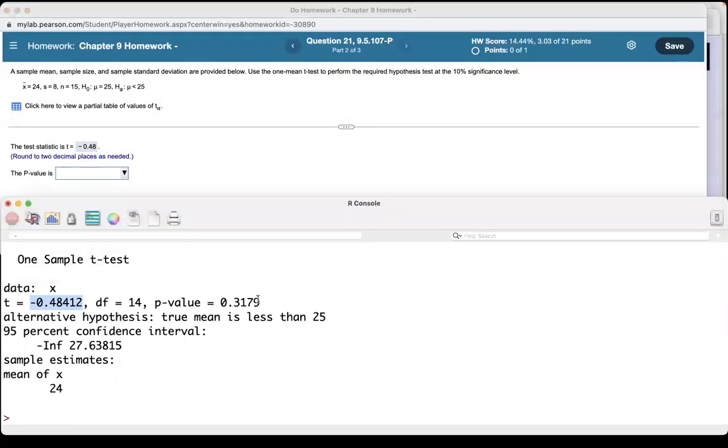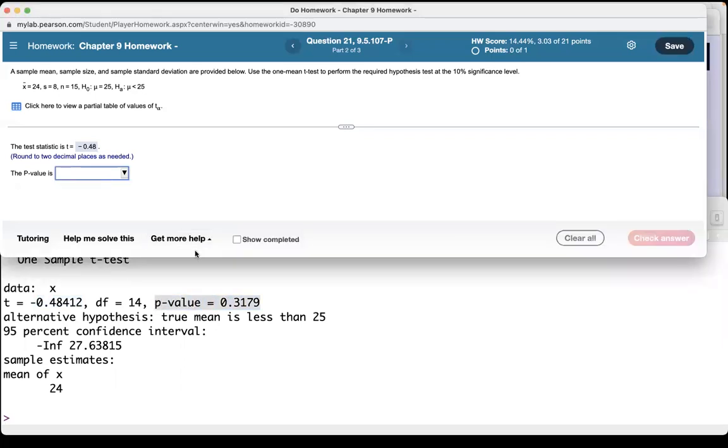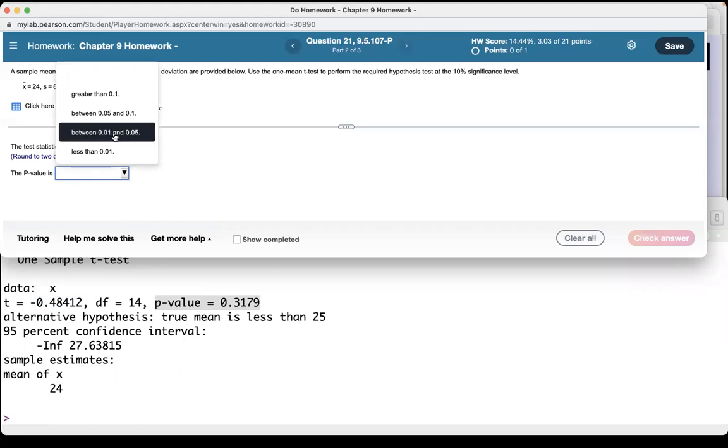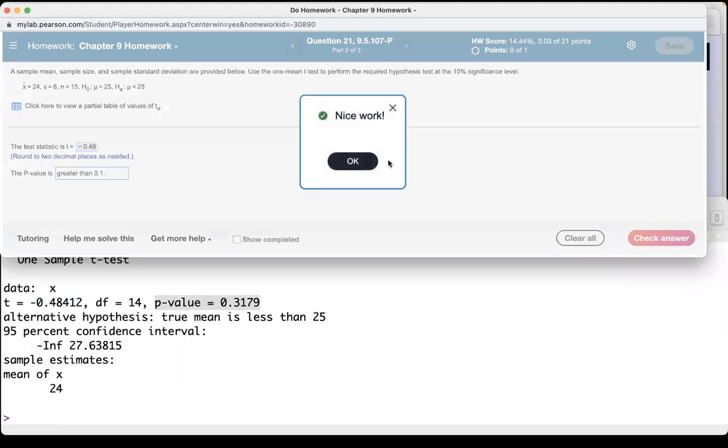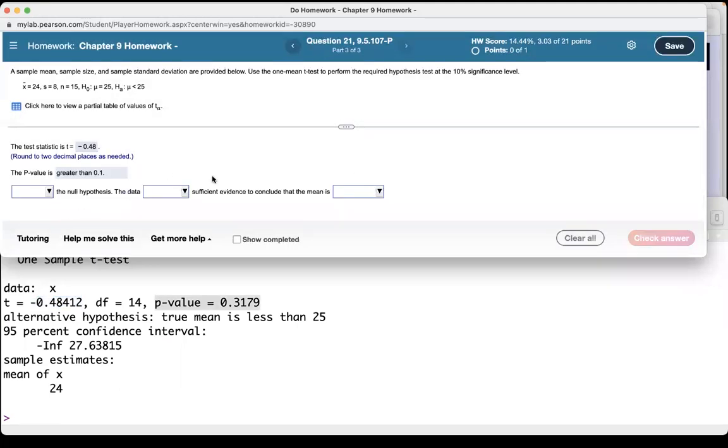And then the p-value, notice that we get that for free. The p-value is 0.3179. So let's see, 0.3179 is greater than 0.1. And then we just have to figure out what's going to happen here. So it turns out we do not reject the null hypothesis.